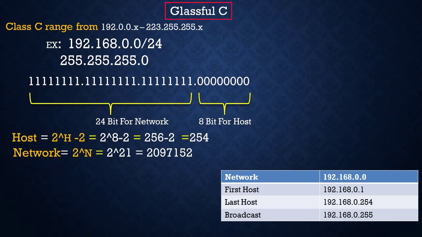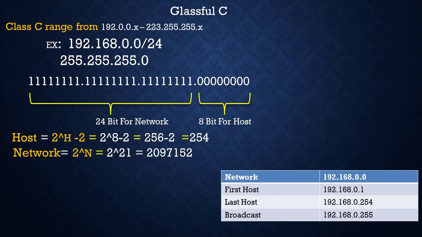IP addresses belonging to Class C range from 192.0.0.x to 223.255.255.x, for example the 192.168.0.0/24 subnet, with subnet mask 255.255.255.0. The network ID is 24 bits long and the host ID is 8 bits long.